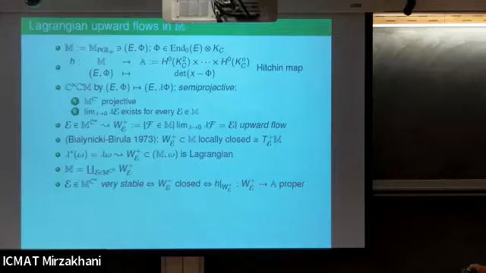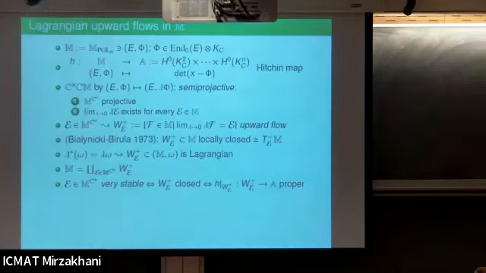And finally, what it means is that the upward flow contains a unique nilpotent Higgs bundle, namely E itself. The intersection of the nilpotent cone, which is the preimage of 0 here, will be a single point under this map. And this was, in fact, the original definition of a very stable bundle by Laumon and Drinfeld.